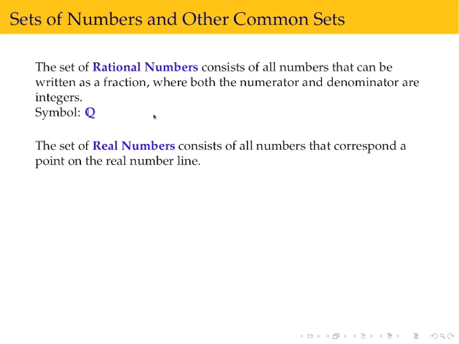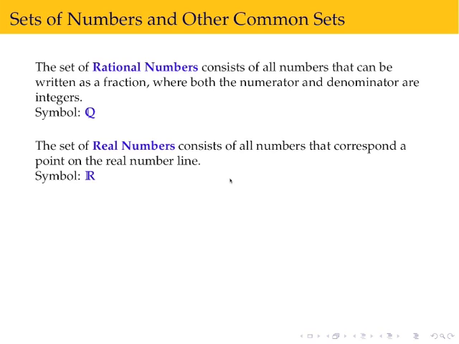Our next one is the set of real numbers, and this is what most people think of as numbers that exist. Anything that you could plot on a number line. So this is your nice numbers, also your not so nice numbers. The square root of 2 is a real number. You can plot that on a number line. Pi is a real number. You can plot that on a number line. The symbol for that is the R with the double bar.